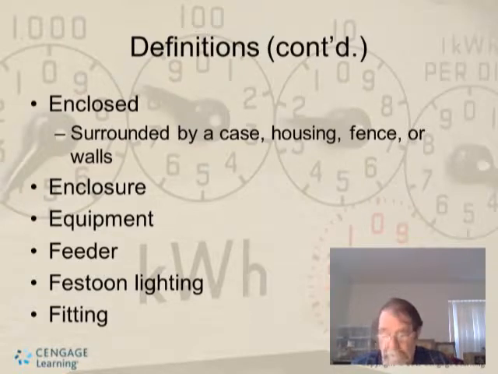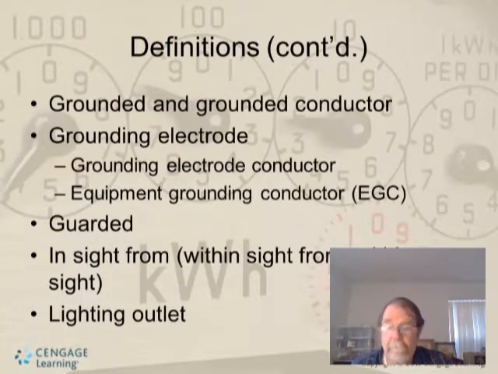Now, a fitting is an accessory such as a lock nut or a bushing whose functionality is primarily mechanical rather than electrical. Now we have grounded and grounded conductor. A grounded conductor is a system or a circuit conductor that is intentionally grounded. Grounded or grounding is defined as being connected to the ground or to a conductive body that extends the ground connection. And then ground is defined as earth, okay, an earth ground as opposed to being grounded. And they are two different terms.